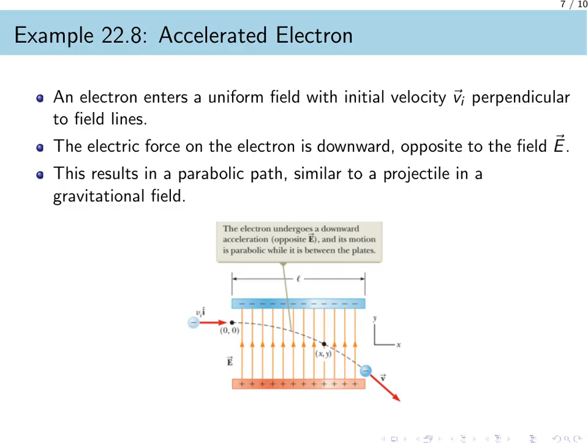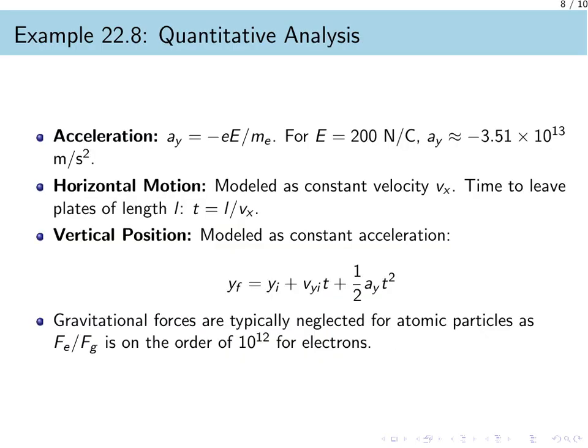Because the electron maintains a constant horizontal velocity while simultaneously accelerating downward, its resulting trajectory is a curved, parabolic path. This behavior is mathematically identical to the projectile motion of an object thrown horizontally in a uniform gravitational field. Let us perform a quantitative analysis of this parabolic motion.